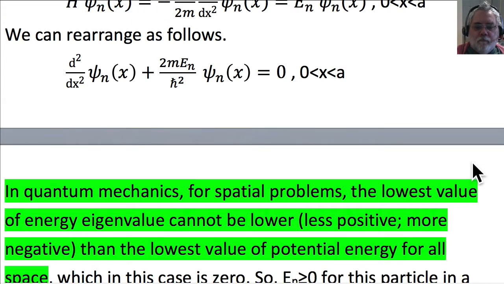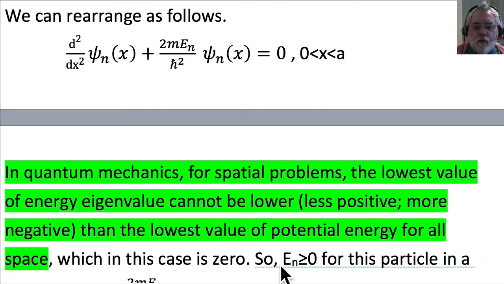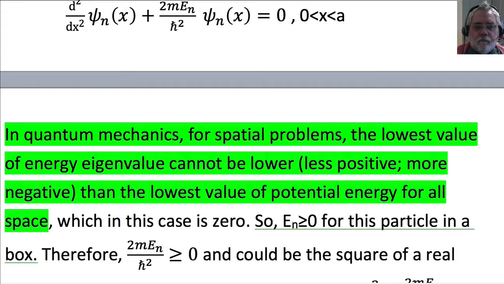In quantum mechanics, for spatial problems, the energy eigenvalue cannot be lower, less positive, more negative, than the lowest value of potential energy for all space, which in this case is 0. So E sub n is going to be greater than or equal to 0 for this particle in a box. Therefore, the term 2 times mass times energy over h bar squared is going to be greater than or equal to 0. And therefore, it could be expressed as the square of a real number. And we're going to do that.